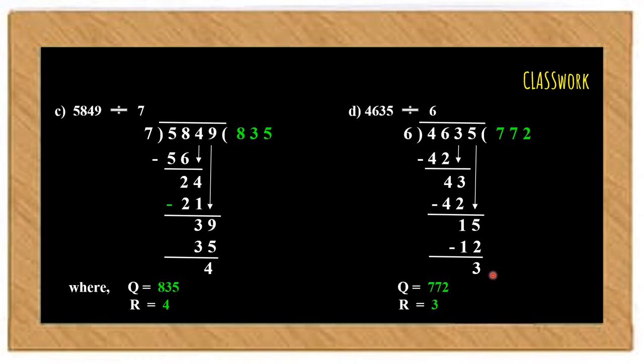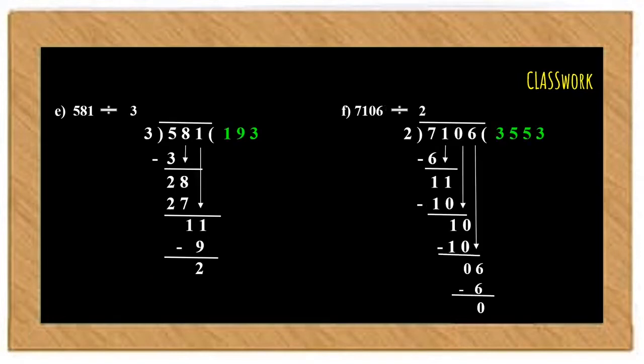So children, in this question, we get a quotient which is a 3-digit number, that is 772, and the remainder is 3. We will solve a few more questions. You also try to solve them in your notebooks and check if what I have done is correct or incorrect.